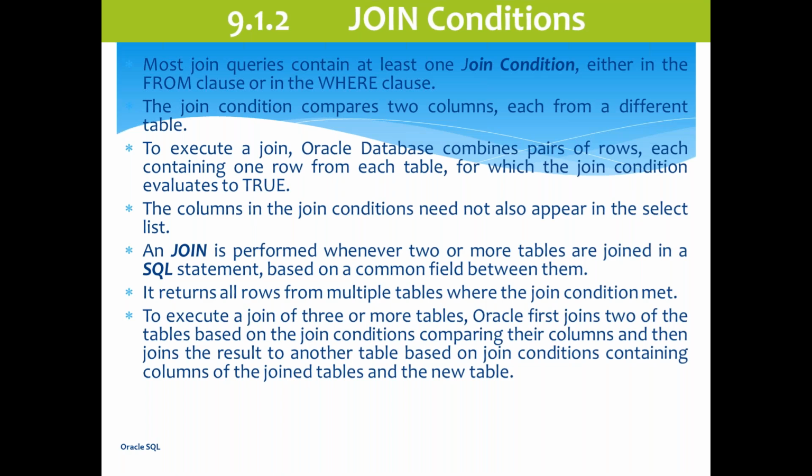The columns in the join conditions need not also appear in the select list. In a join condition, whichever column we are joining, like department ID, we write employees.department_id equals departments.department_id. So here the join condition is given with the column name department ID, but it is not necessary that the department ID column be mentioned in the select clause also.